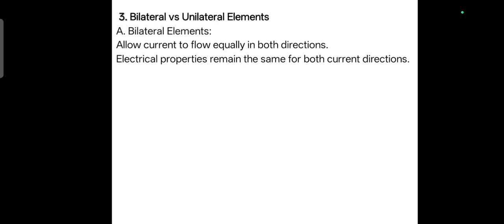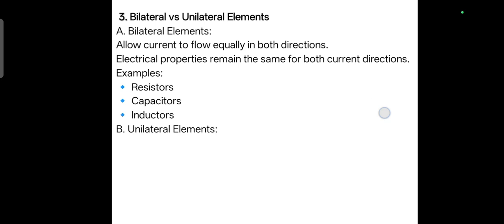If current is flowing in one direction or the other in that particular element, the electrical properties will remain the same. It will not change. That is the bilateral element. Examples of bilateral elements are resistors, capacitors and inductors. Next I'll discuss the unilateral element.